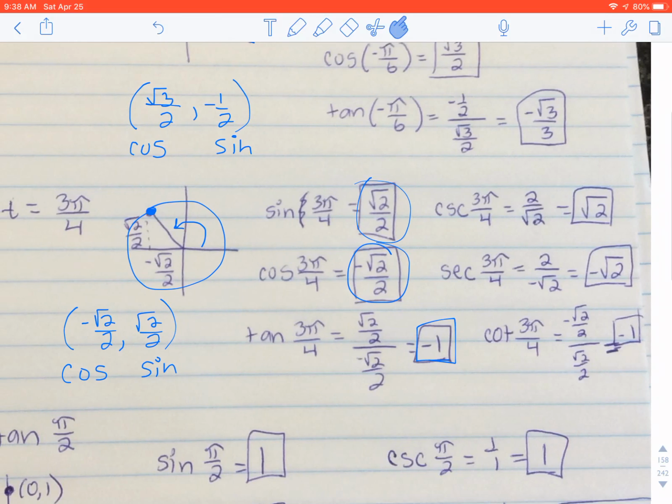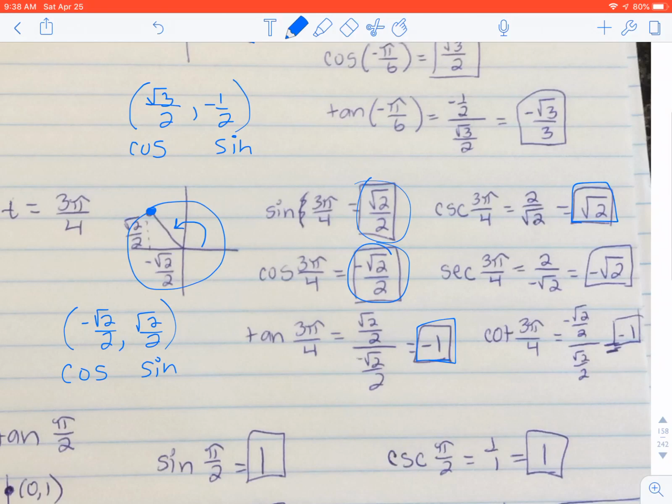Okay, your cosecant, remember, is our reciprocal of sine. So just 1 over sine. Okay, or take the reciprocal of the answer we just got. So for cosecant of 3 pi over 4, take 2 over square root 2. Okay, multiply the top and bottom by square root 2. So you end up with square root 2 as your answer.